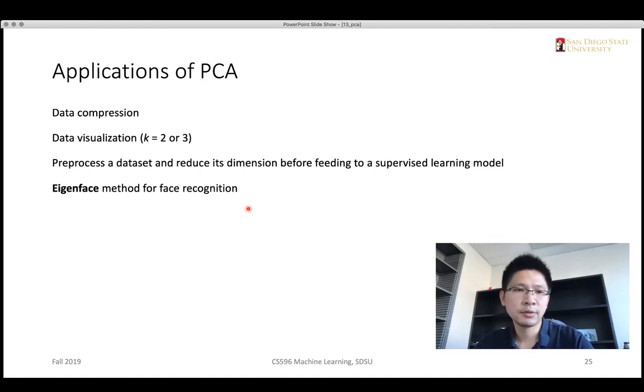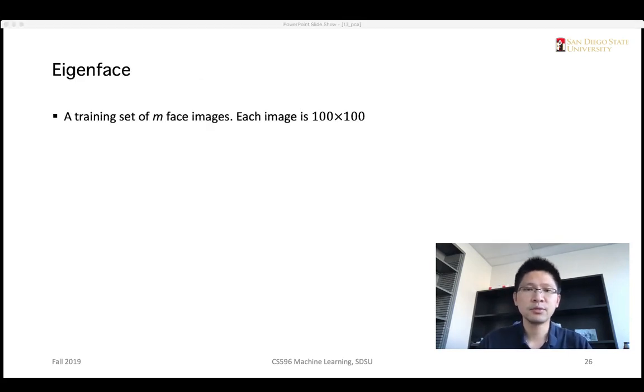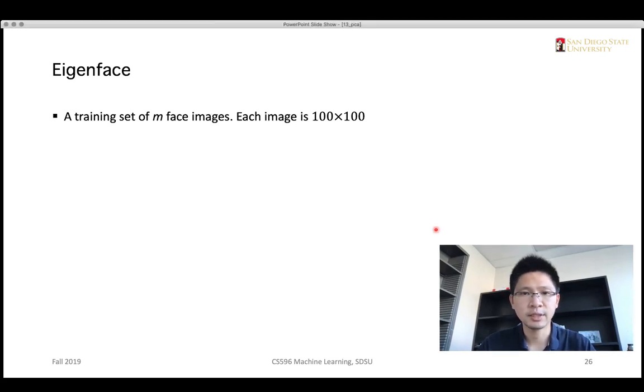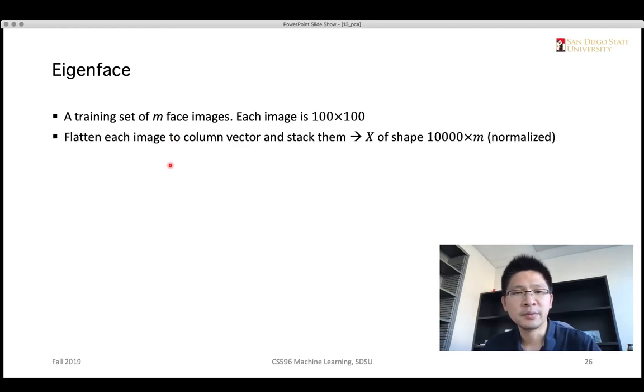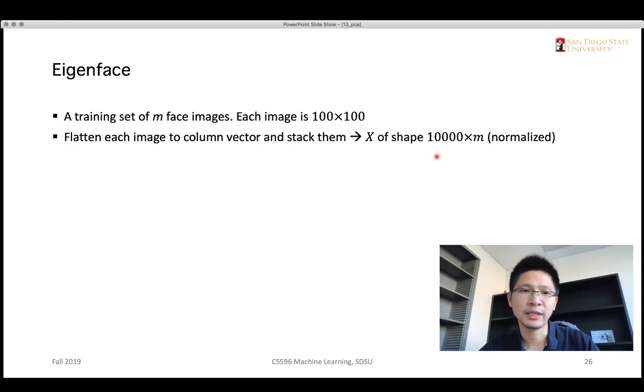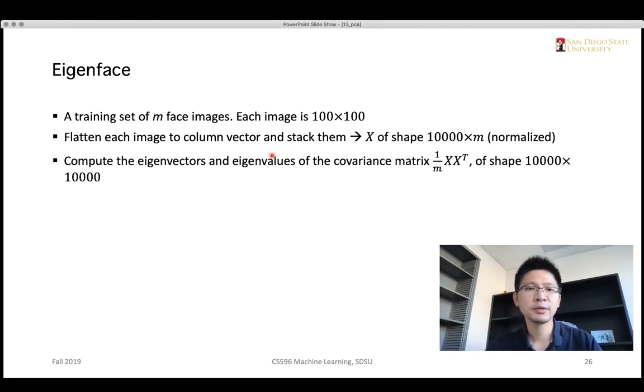So lastly, we will introduce one of the most interesting applications of PCA, facial recognition. It's a famous example called eigenface. In this example, we represent the face images with 100 by 100 image pixels. So we can flatten each image into column vectors and stack them into a 10,000 by m very large data set. And of course we need to normalize it into X tilde. And then we can compute the eigenvectors and eigenvalues of the covariance matrix, which is of shape 10,000 by 10,000.